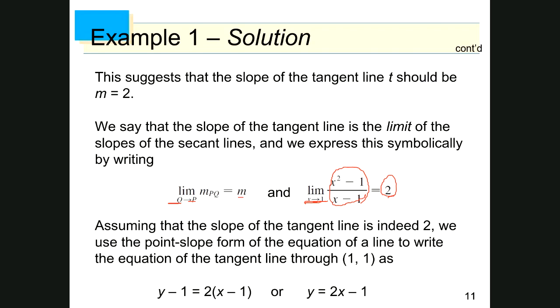And now, very important, how do you get the equation of your tangent line? We use the point-slope equation, which is y minus y1 equals m into x minus x1, where m is the slope. If you simplify that, you just get y equals 2x minus 1. That's the equation of the tangent line. So you see now that by trying to approximate the slope, we introduce the concept of limits.